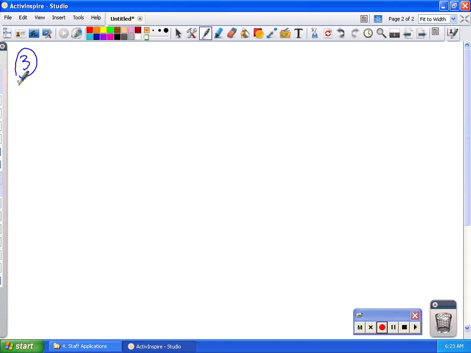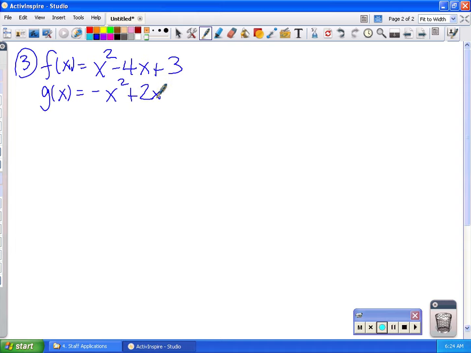In problem number 3, we have two parabolas. The first parabola is x squared minus 4x plus 3. And the second parabola is negative x squared plus 2x plus 3. Now I'm not going to sketch the graph because again that graph is in your textbook, but I do need to find the intersection of the two functions, so I'm going to set them equal to each other.